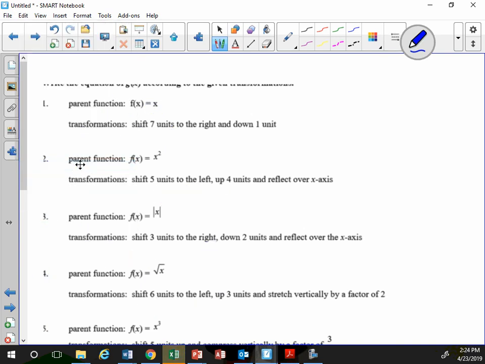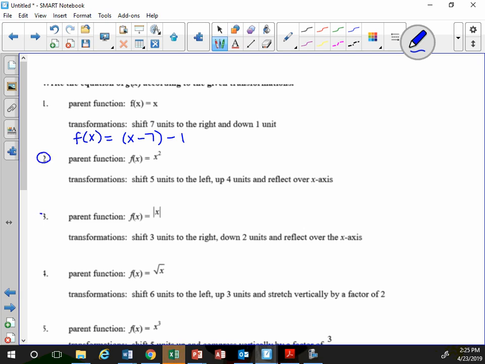Okay, let's do the first one together. What we're doing now, you don't have to make the graph, you just have to write the equation that accounts for whatever transformation we're talking about. So we're starting with f of x equals x, and I want you to shift 7 to the right and down 1. So f of x equals, how am I going to show 7 to the right? X minus 7 in parentheses, and then minus 1. There you go.